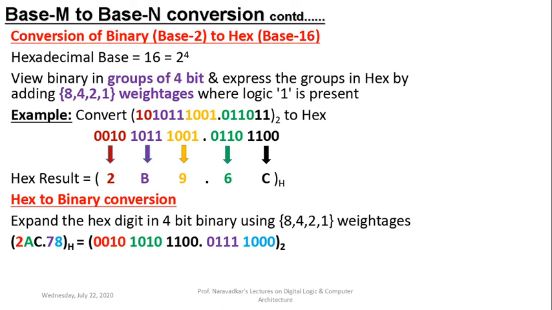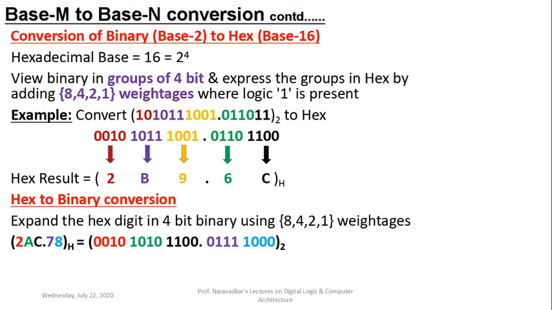I know that 2 in 4-bit binary form using 8421, I will simply write 0010. Why? Because in 8421, that 2 is present at the 3rd bit position here. 8 and 4 are not required, 1 is also not required. So 0010 will be the conversion. So 2 is converted, on the right side, to 0010.